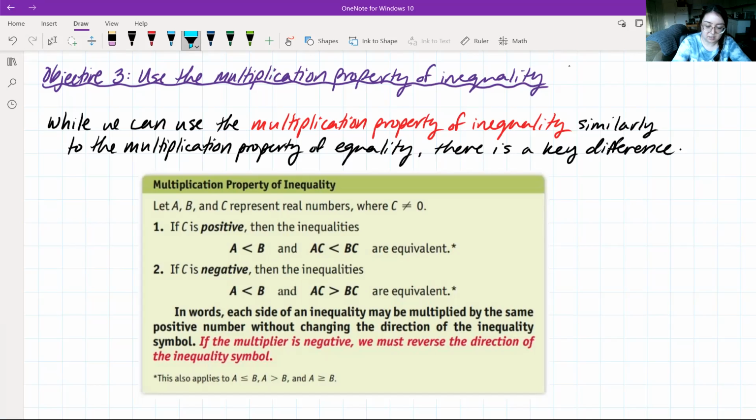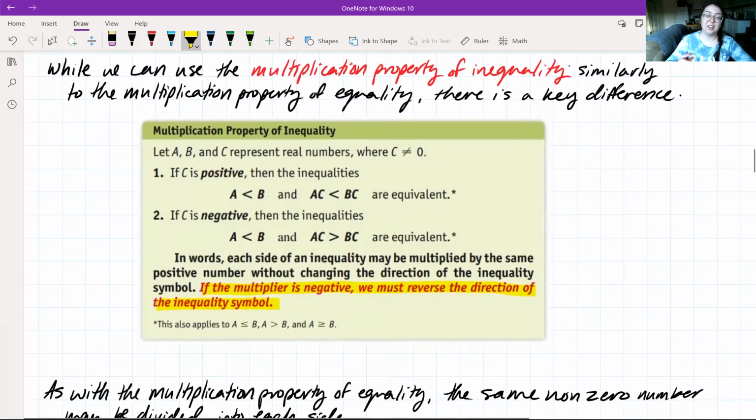And I'm going to highlight this for extra emphasis. If the multiplier is negative, we must reverse the direction of the inequality symbol. If you multiply by a negative number, you have to switch the symbol. You have to switch the direction. If it was greater than, it is now less than. If it was less than or equal to, it is now greater than or equal to. So if you have the equal to, that part stays. If you don't have the equal to, you wouldn't include it. So you're just flipping whatever sign was present. You're switching it in the other direction.